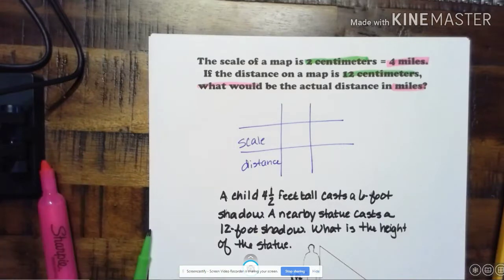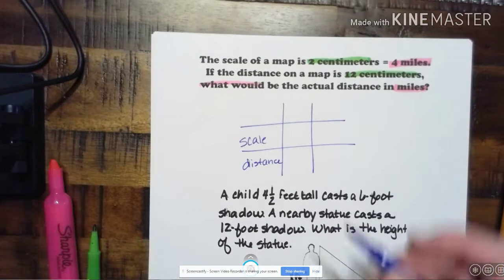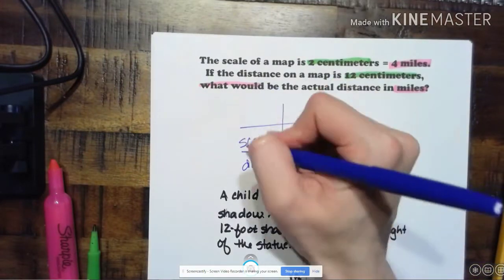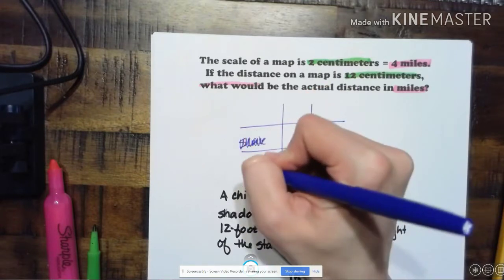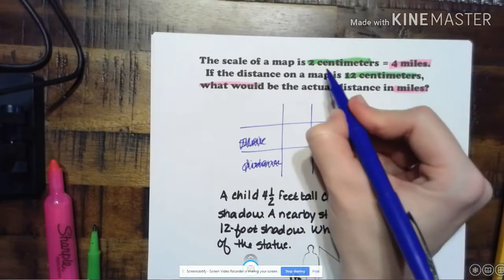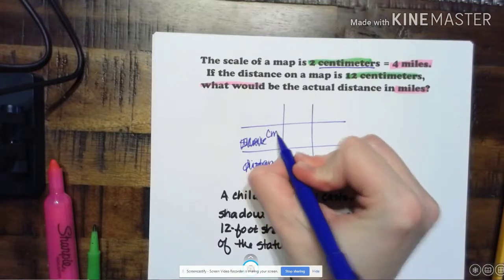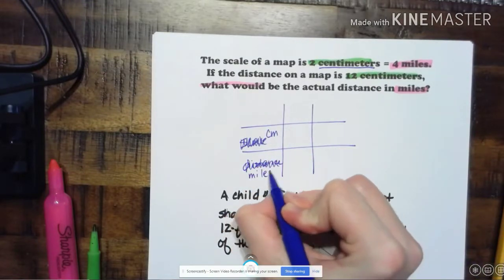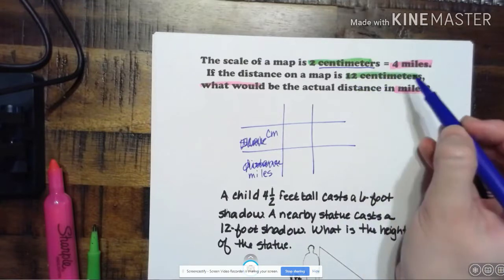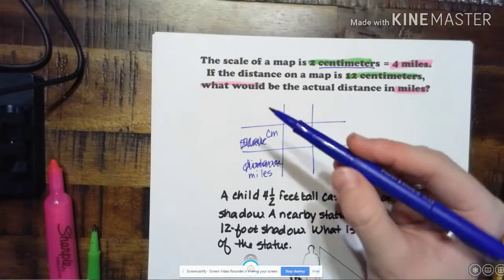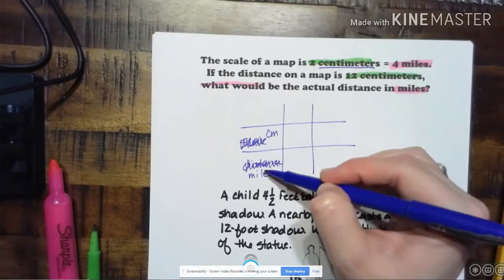And so the other way that you can do these scale factor ones too, instead of doing scale and distance, if it's hard for them to tell the difference between scale and distance, you can do the unit of measurement. So here I'm comparing centimeters and miles. So if they give you different measurements, sometimes they don't, they work great in these.